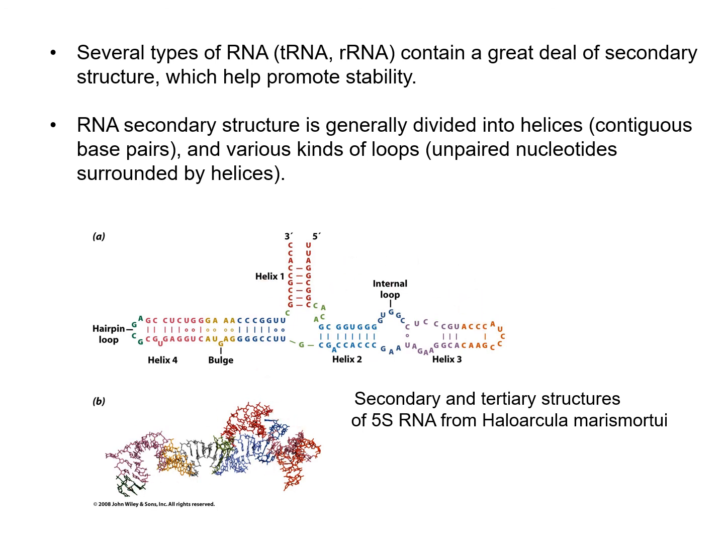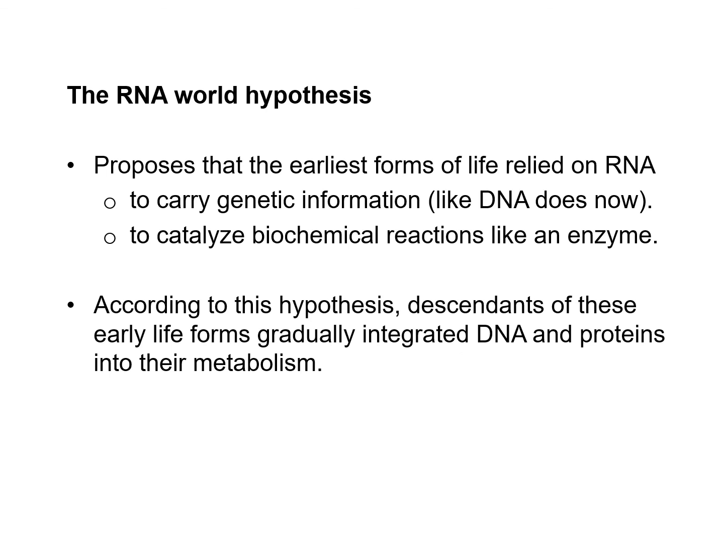these particular shapes. The RNA world hypothesis proposes that the earliest form of life relied on RNA rather than DNA or protein, because RNA can carry genetic information just like DNA does, and also RNA can catalyze biochemical reactions just like enzymes. So according to this RNA world hypothesis, descendants of these early life forms gradually integrated DNA and proteins into their metabolism, but they started with the old RNAs.